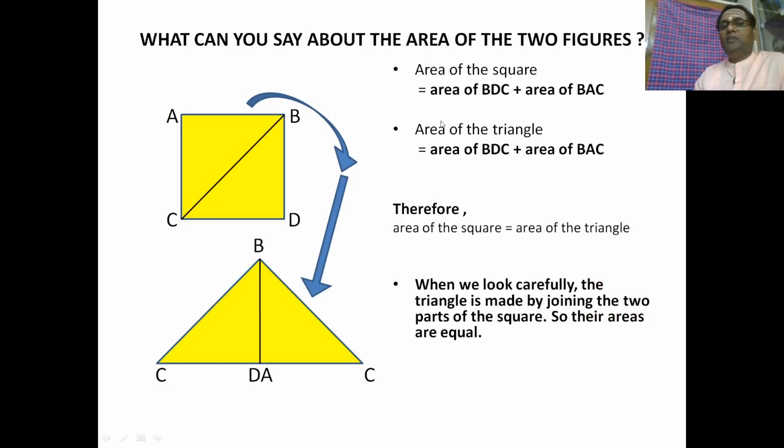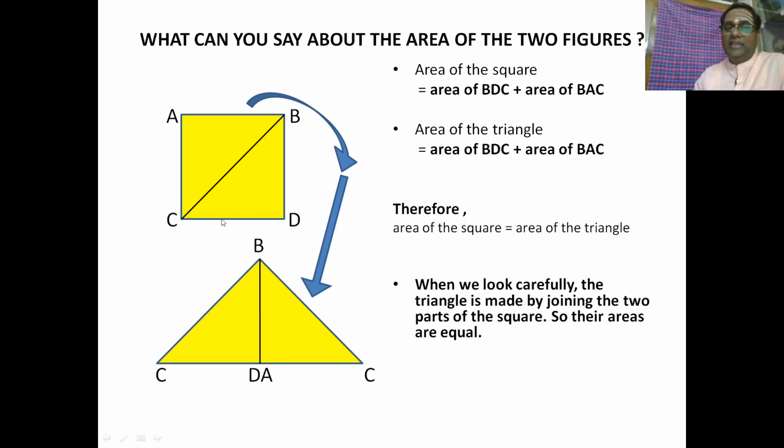Now what can you say about the area of these two figures I have given here? You can see there is a square and there is a triangle. Now the condition given here: this AB is equal to this AB, BD is equal to this BD, CD is equal to this CD, and AC is equal to this AC. And obviously this BC will be equal to this BC as well as this BC.